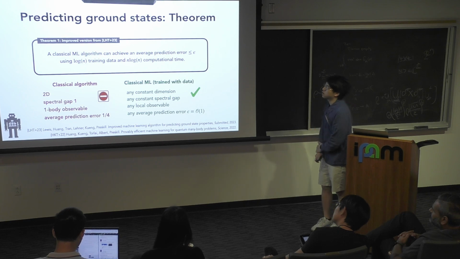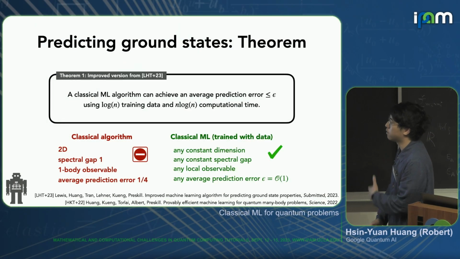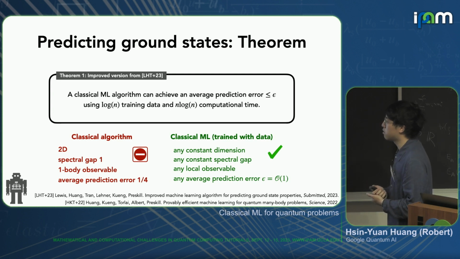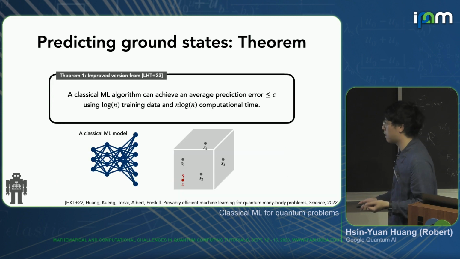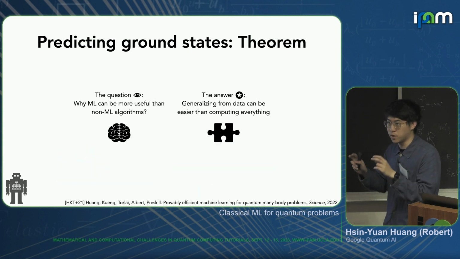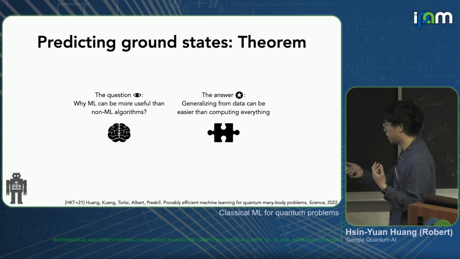Yeah, but essentially together, proposition 1 and theorem 1 say that in a physically relevant problem of predicting ground states, a classical ML algorithm can be more powerful than classical algorithms. But of course, the power is not coming from neural networks or ML itself, but from the fact that it can learn from data and generalize from data.